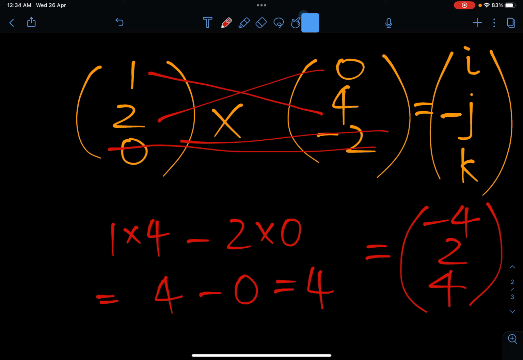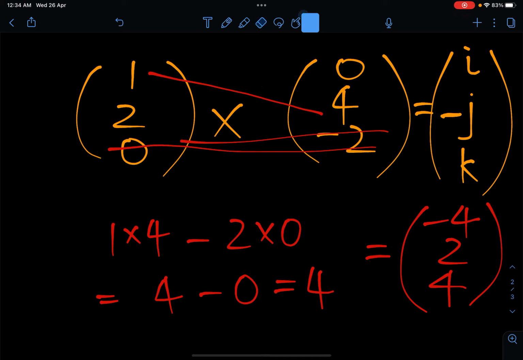Okay. So this is the fastest way because you don't have to rewrite it again. You just block out I when you're calculating I, block out J when you're calculating J, block out K when you're calculating K.